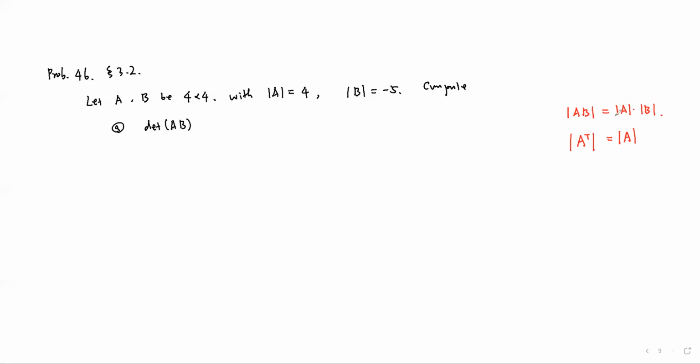All right, now I use this property to get this equation. Determinant of A times B is equal to determinant of A times determinant of B. The determinant of A is 4, given here. The determinant of B is -5. So the answer is -20.